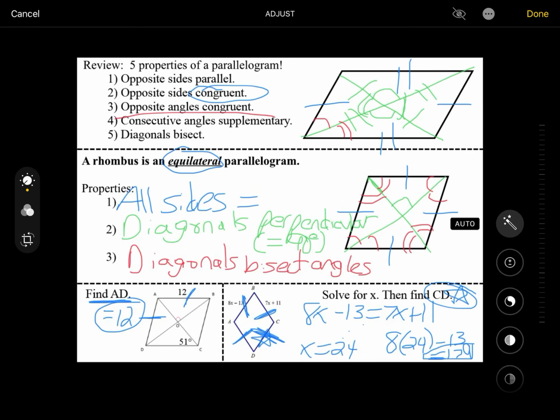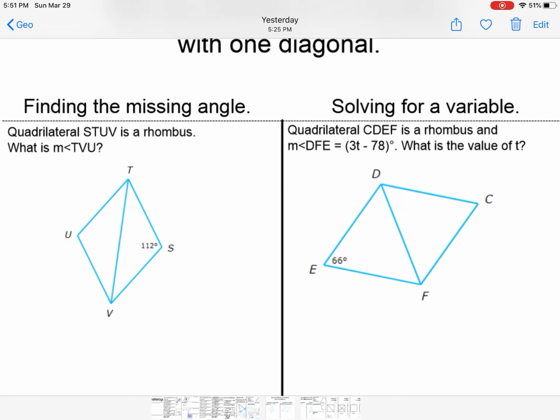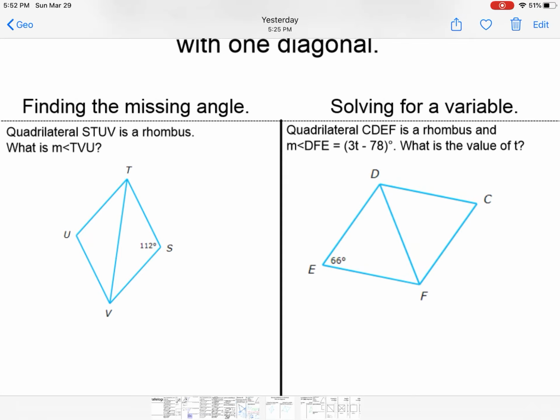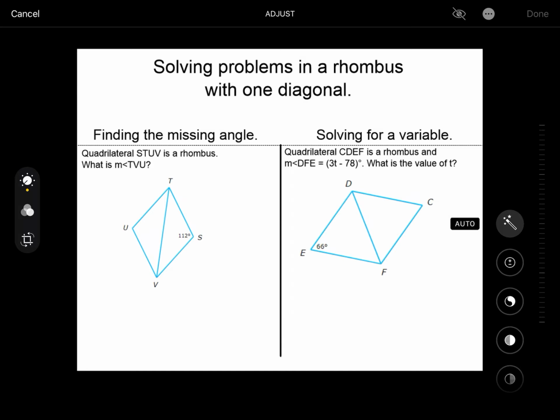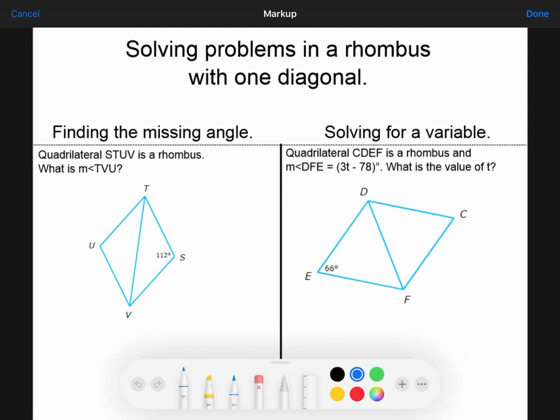So what are you going to have to do today in your IXL? And the answer is, first, like the bottom of this page, you'll have to set sides equal, or just know that they're the same. Secondly, you'll have to solve problems with rhombuses where there's one diagonal. So when there's one diagonal, what does this look like? Well, what it looks like is a triangle.